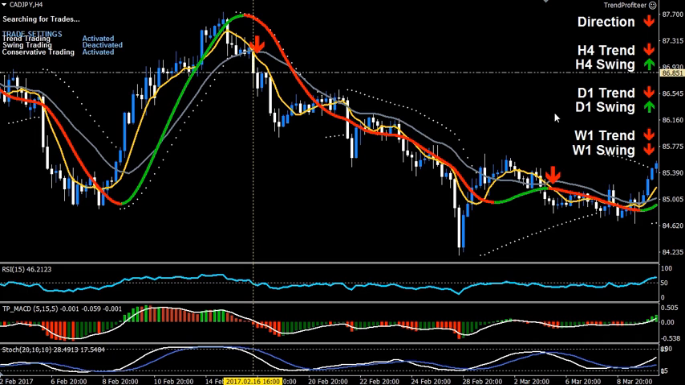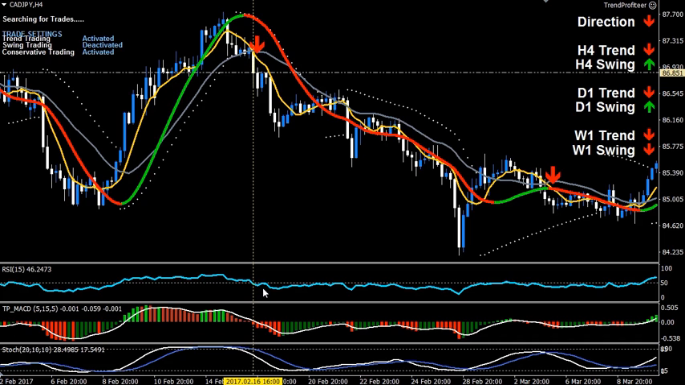Alrighty, so first of all, we need to see an overall trend direction of down, and we need to have 4 or more of the 6 high time frame indicators pointing down for that to occur. In this case, we have 4, which is good enough. The trend followers changed to red. The yellow moving average is below the gray moving average. The price is below the yellow moving average.